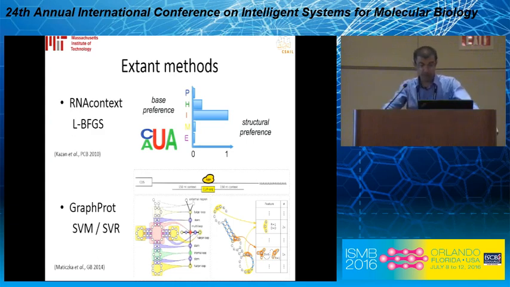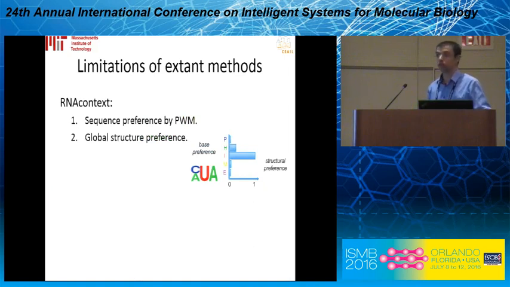Another algorithm, the state-of-the-art in inferring protein-RNA binding preferences, is GraphProt, that was published 2 years ago from the lab of Rolf Backofen. Here, the features on the RNA molecule are small subgraphs that are at some distance between each other, and additional features are features of the hypergraph, which gives us the structural context. And the weights of these features are learned using SVM or SVR, depending on whether it's a classification or regression problem. What are the limitations of these methods?